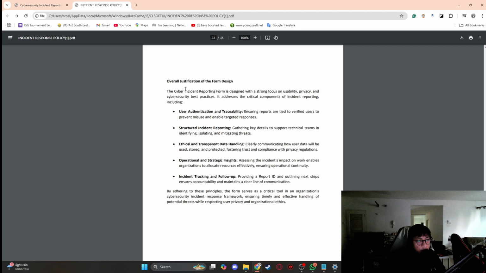So for the overall form design, I believe that our form has achieved user authentication and traceability, structured incident reporting, ethical and transparent data handling, operational and strategic insight, and also incident tracking and follow-up. I think our form is able to achieve all of that. So that's all. Thank you.